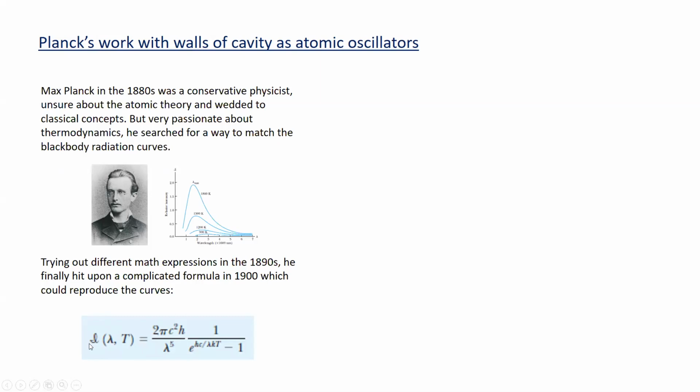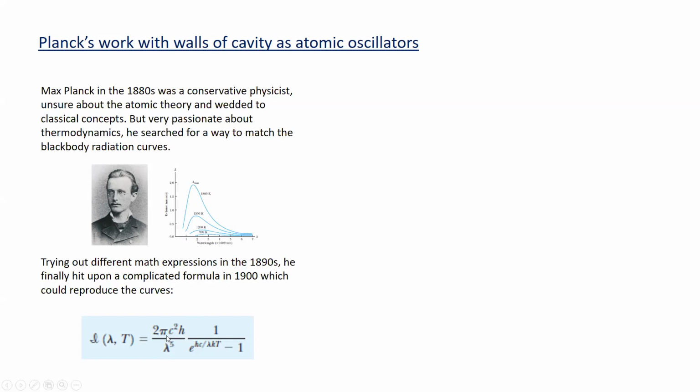This is the intensity, the power per unit area per unit wavelength, equal to this business, 2 pi c squared h, where h is a new constant, times 1 over lambda to the 5th instead of lambda to the 4th, times this exponential factor here. So you can see he probably had to do a lot of trial and error to come up with this formula, which fits here. But we can see why it goes to 0 at low wavelengths.